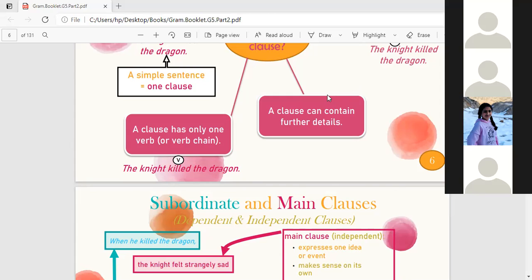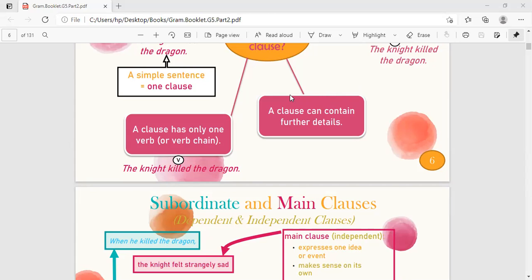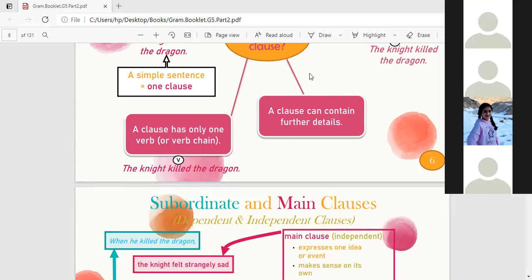What do you know about the dependent clause? Why do we call it dependent clause? Because it depends. It depends on what? It depends on another sentence to continue or to complete its idea.